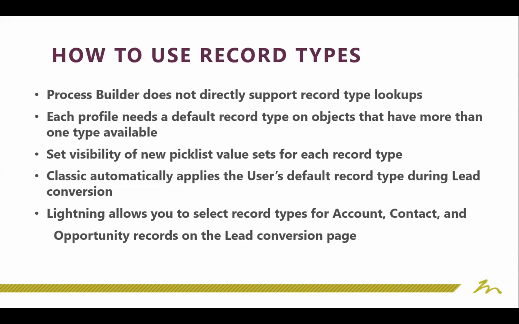Great, perfect. So each profile needs a default record type on objects that have more than one type available, so you have to set a default. You set visibility of new pick list value sets for each record type. And then there's a difference between Classic and Lightning for this. Classic automatically applies the user's default record type during lead conversion. Lightning allows you to select the record type for account, contact, and opportunity when you're converting the lead. That's a pretty significant difference between those two.